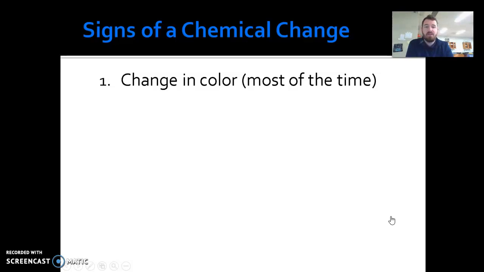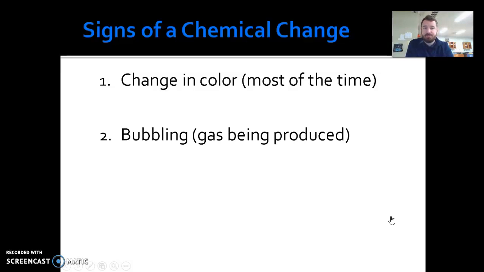So number one, if you notice a change in color, most of the time this is a sign of a chemical change. So we put two substances together, and a whole new color is created. Or you might think of burning that sugar that we talked about not too long ago. It has gone from that white color to a black color.